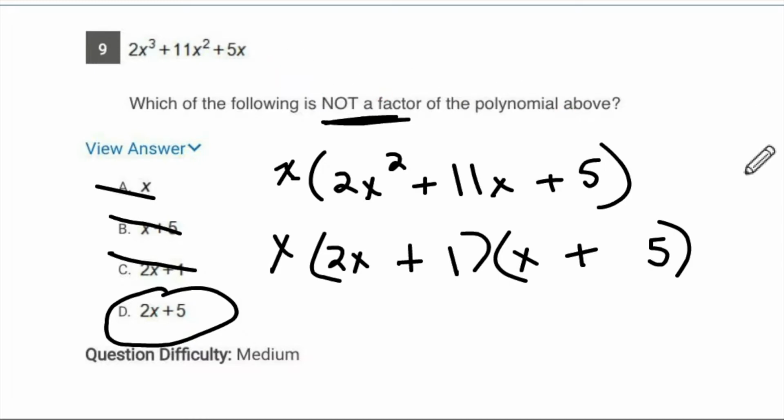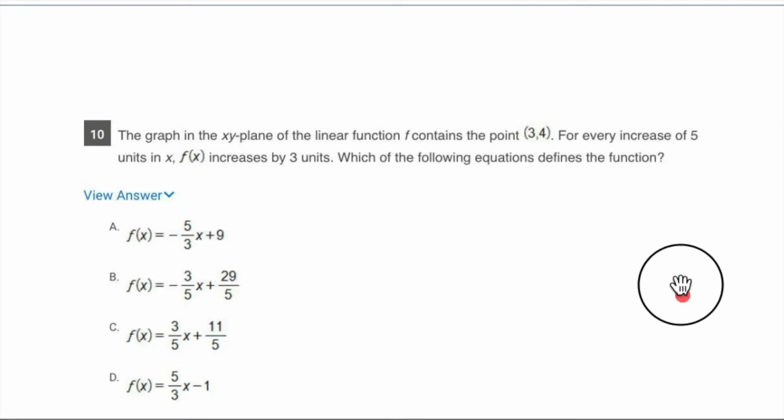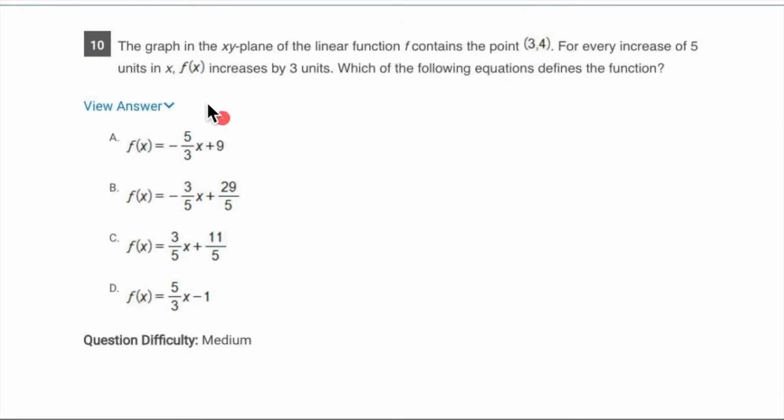So that's that one. Okay, and the last one that we're going to do in this video is the graph in the xy plane of the linear function contains the point 3, 4. For every increase of 5 units in the x, f of x increases 3 units. Now remember, this is what messes people up, I think, on the SAT, because we don't normally talk in function notation, at least in Saxon books. So f of x is the same as y.